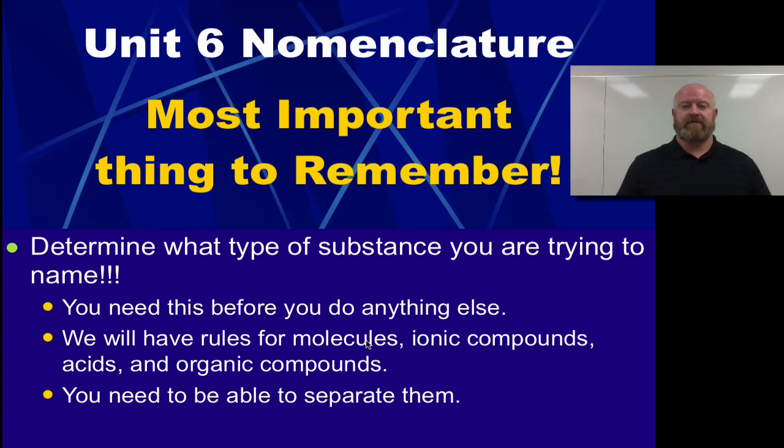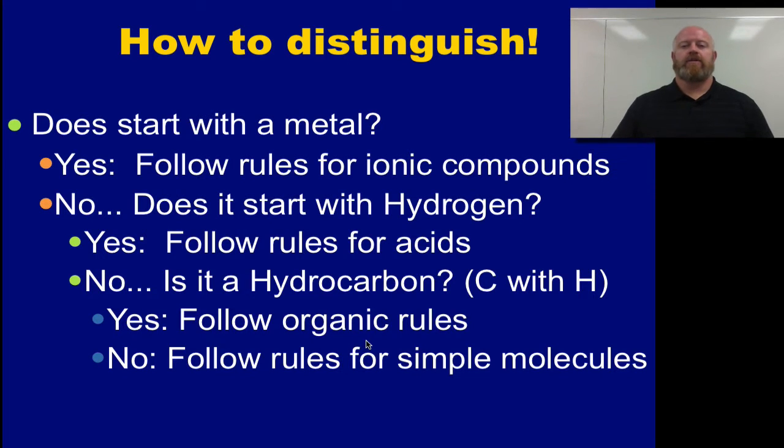To do that, we need to have a system to separate them out. So how do we distinguish them? Well, we have a series of questions you ask at the beginning of any compound you're working with. First question you ask: does it start with a metal? We should know the difference between metals and nonmetals at this point in the trimester. So look at the compound, look at the first element there. If it starts with a metal, the answer is yes, so then you go to the rules for ionic compounds. If the answer is no, then you move on and ask, does it start with hydrogen? If the answer is yes, follow the rules for naming acids.